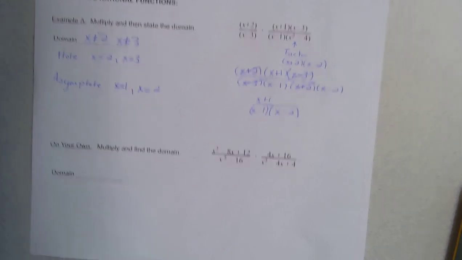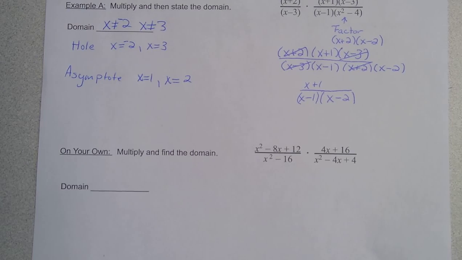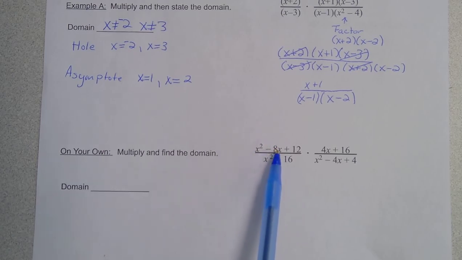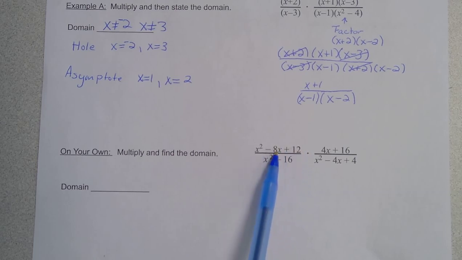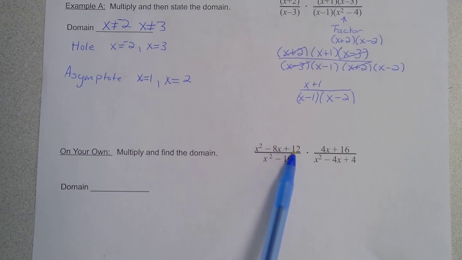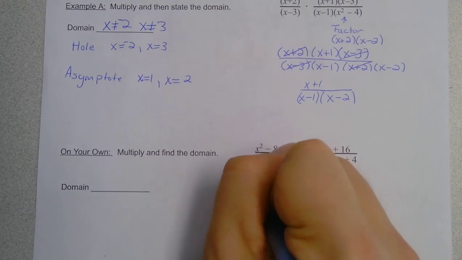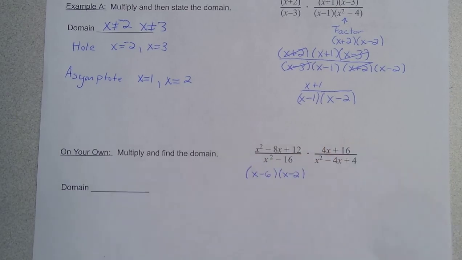So now what I want for you to do is pause the video, factor, and then simplify. I'll give you a little second to do that before I start the problem. So if I factor x squared minus 8x plus 12, we're looking for factors of positive 12 that add together to be negative 8. So that's going to be negative 6 and negative 2. So to combine that, we have x minus 6 times x minus 2.